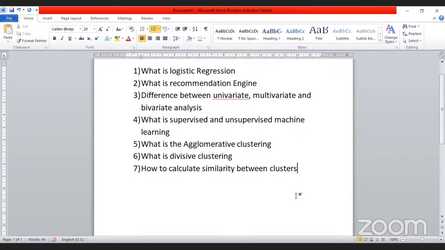Okay, there is another way as well to calculate the similarity between clusters. The way is Manhattan distance, right? The difference is just the modulus in the formula: the modulus of x2 minus x1 plus the modulus of y2 minus y1. Okay, these are the two ways to calculate the distance between two clusters, Euclidean and Manhattan.